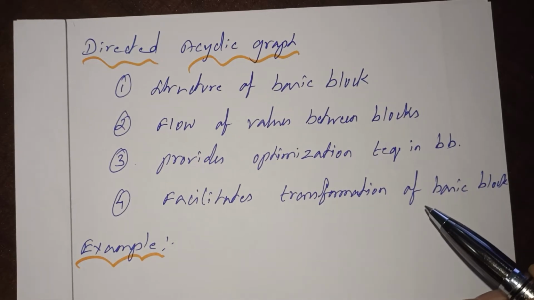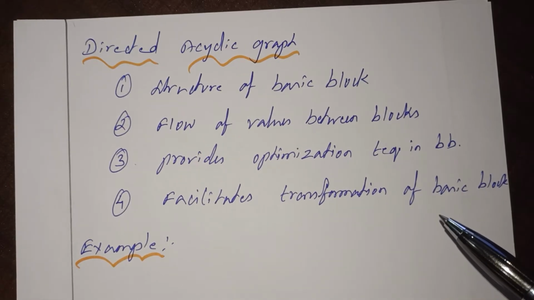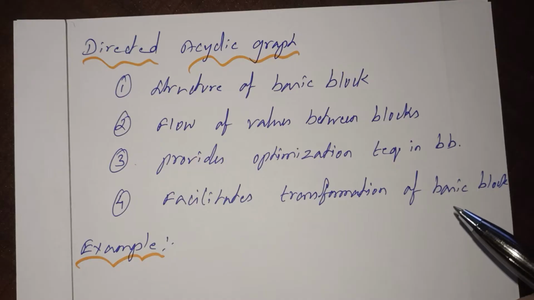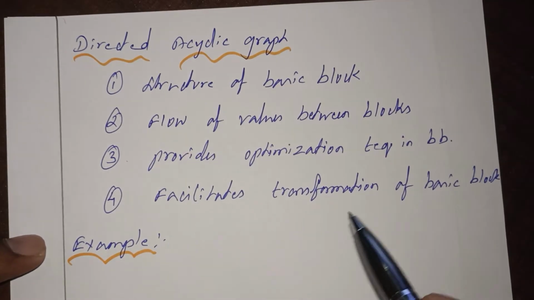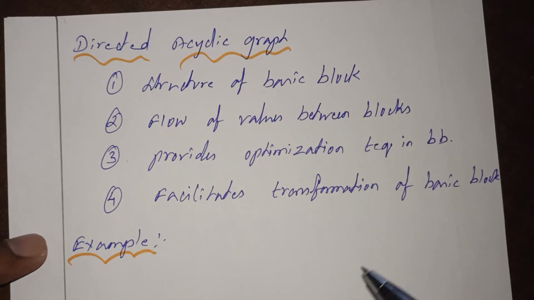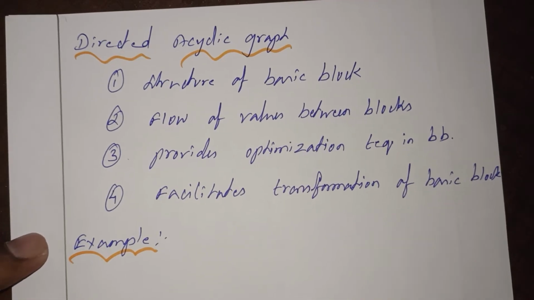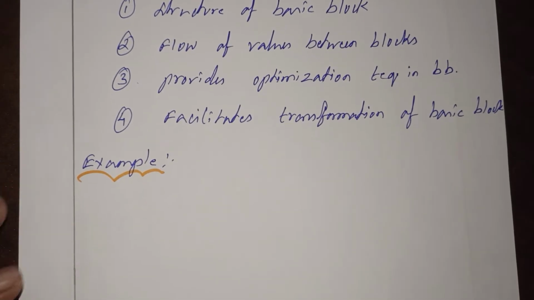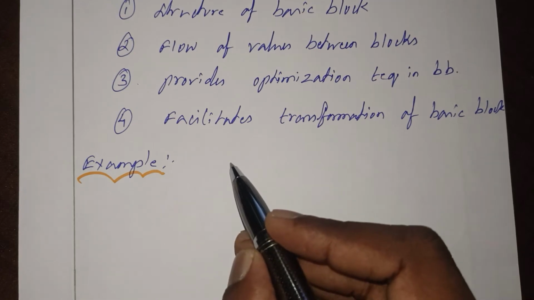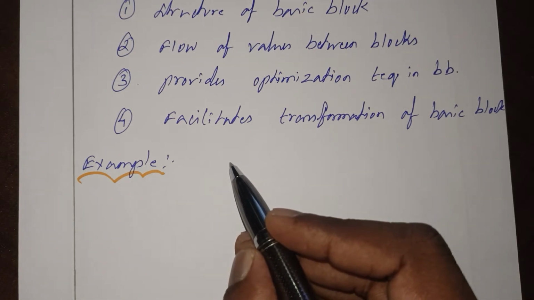Also, a DAG is a 3-address representation of code, which is generated as a result of intermediate code generation, and which facilitates the transformation of a basic block. So the basic approach in a directed acyclic graph is always focused on optimizing 3-address code. Let me take you through a basic example where you can see how the expression works.